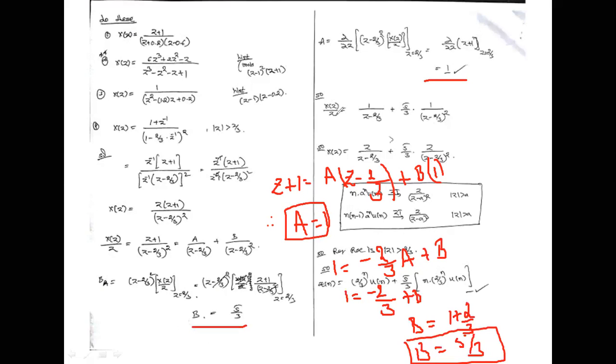Now the equation: x of z by z is equal to 1 by (z minus 2 by 3) plus, b is 5 by 3, into 1 by (z minus 2 by 3) whole square. Got it? Now after finding out the a and b values, write this expression as x of z only. X of z is equal to z by (z minus 2 by 3) plus 5 by 3 into z by (z minus 2 by 3) whole square.